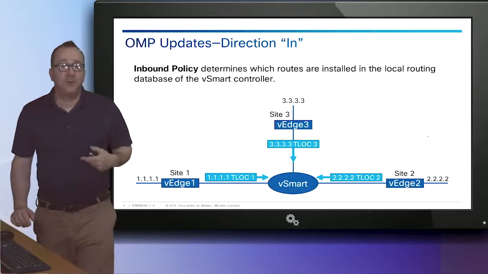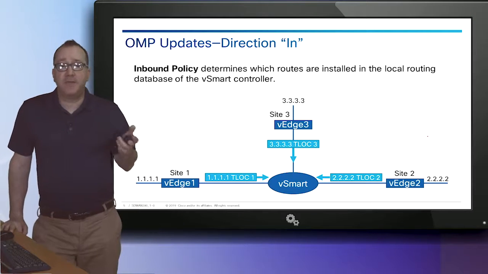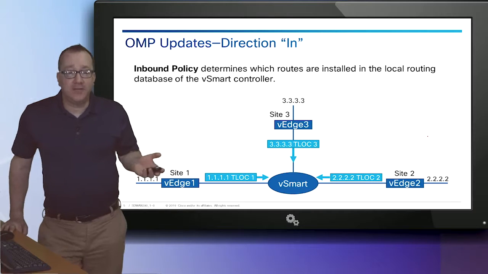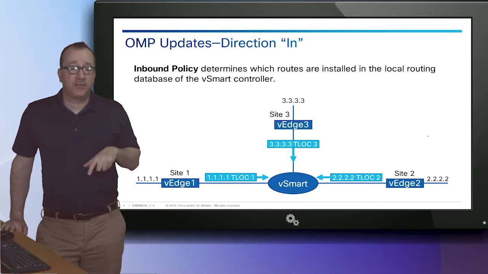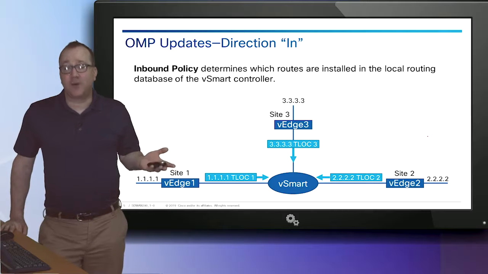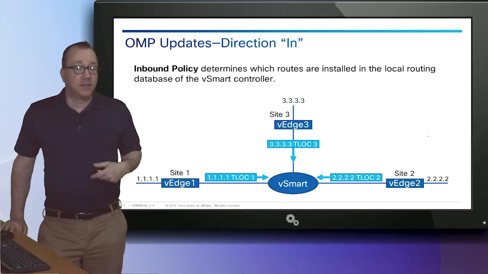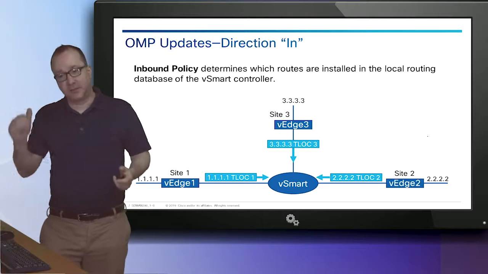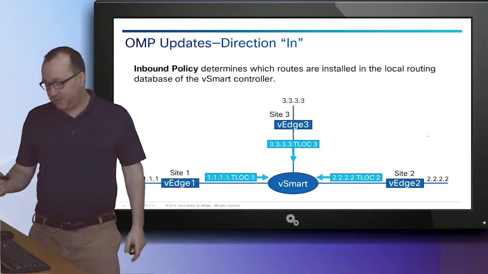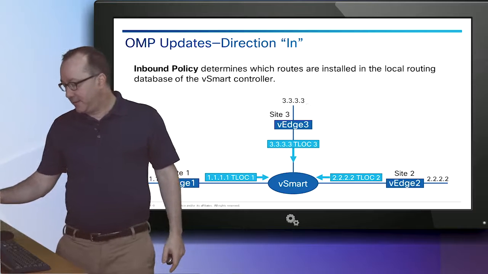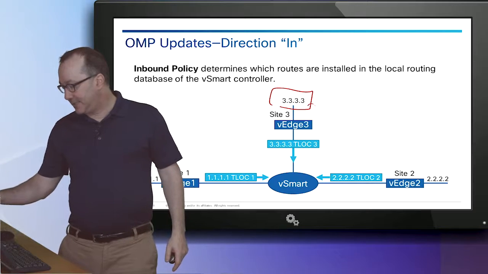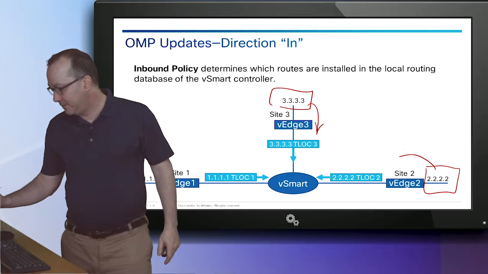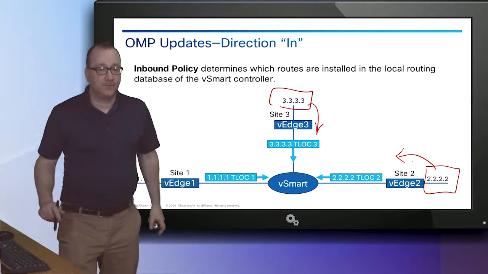So, we run OMP over the overlay network, and it runs between all vEdges and vSmarts. All control information is going to be exchanged on the network over OMP. All right? So the first step, all vEdges are going to announce to the vSmarts what they can see locally, the service side networks. All right? So site 3 here can see this network, and it's going to advertise that network into the environment. Site 2, that network into the environment, etc.